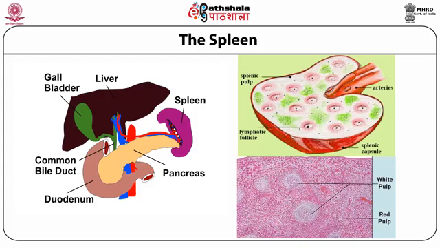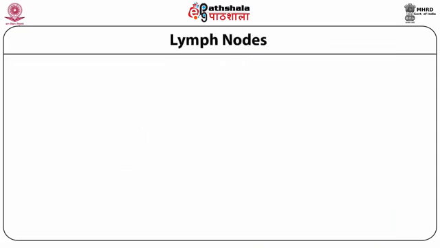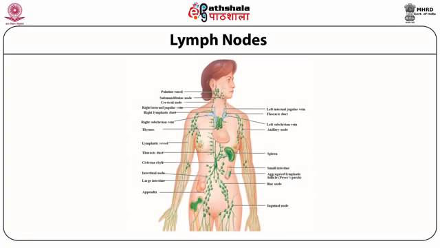Individuals with the spleen removed, that is splenectomized, are at a high risk of infections from encapsulated bacteria and malaria, and that shows the important role which the spleen plays, more so in the immune response against certain infections. We mentioned lymph nodes. The distribution of lymph nodes in the body is shown in this figure.